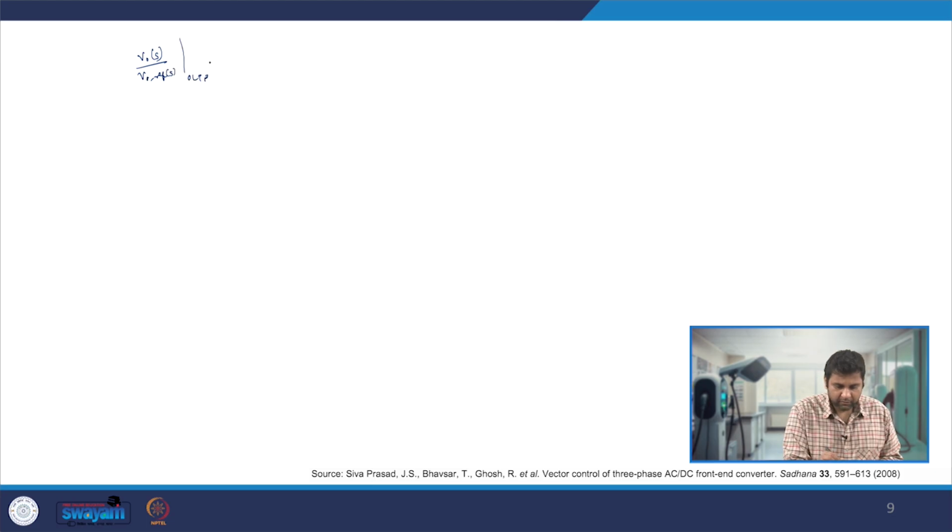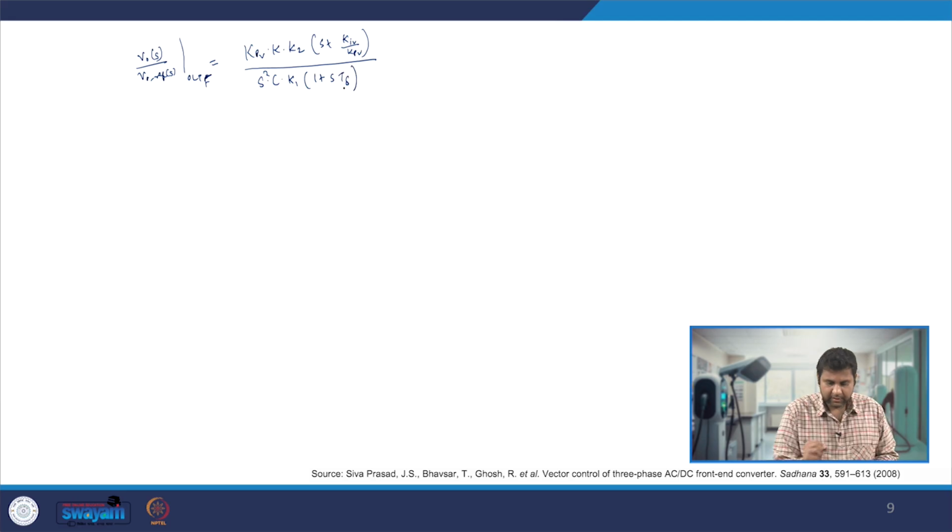OLTF, obviously open loop transfer function, is nothing but, if we see from this one, kPV K2 into S plus KIV by kPV divided by S square C K1 into 1 plus S T delta. Now this is the open loop transfer function we can define.